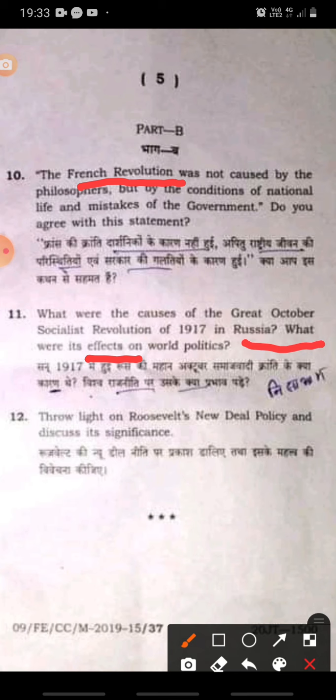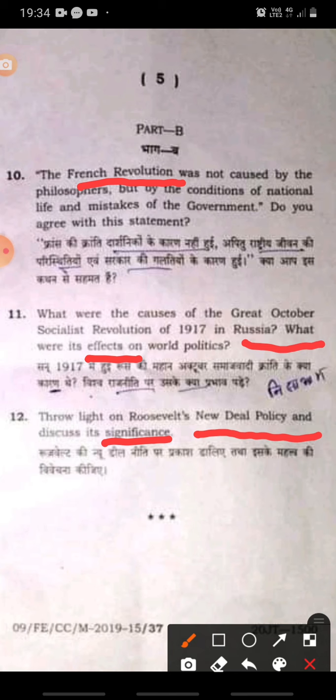Throw light on Roosevelt's New Deal policy and discuss its significance. So this is a direct question from the New Deal policy. You can write about what the New Deal policy was and what its significance was on the world during that period. So this is all about the 12 questions from the history optional paper.